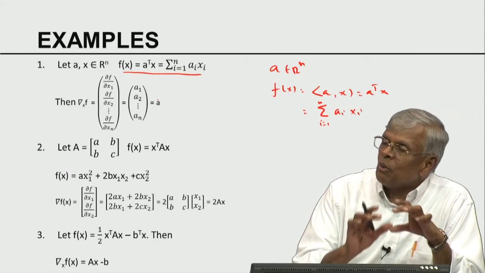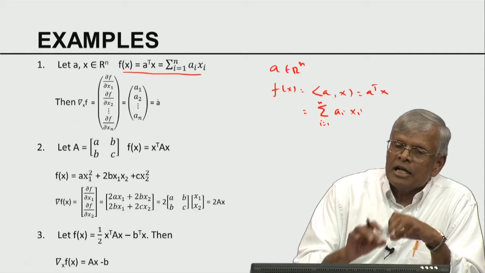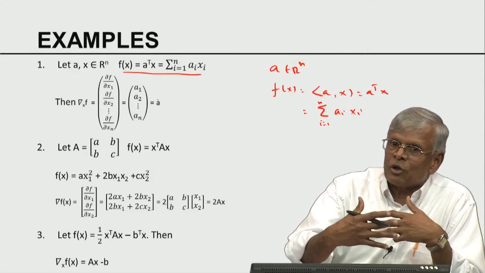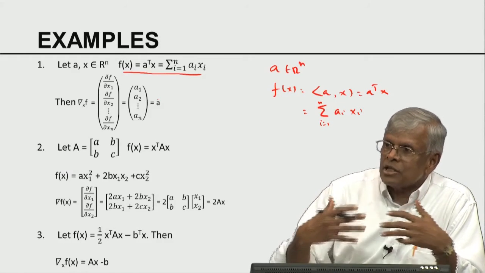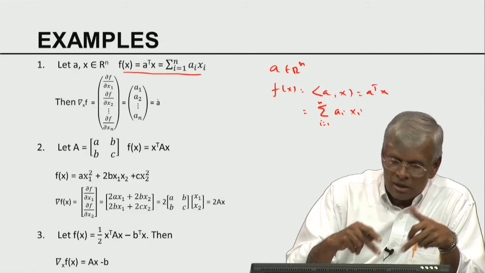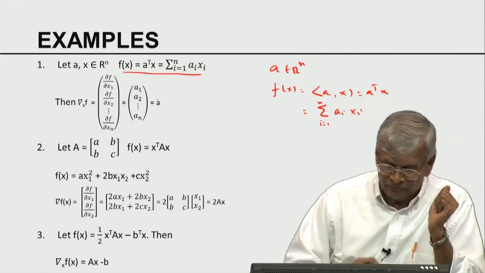This is very similar to what the univariate calculus person does. D by dx of e to the x is e to the x. D by dx of sin x is cosine x. We develop a table of differential coefficients of various standard functions. So in data simulation, we need to have such a table. This is the first entry in the table. So if f of x is a transpose x, the gradient of f is a.